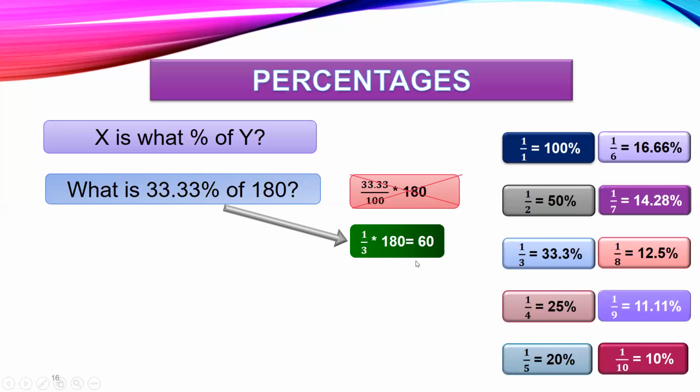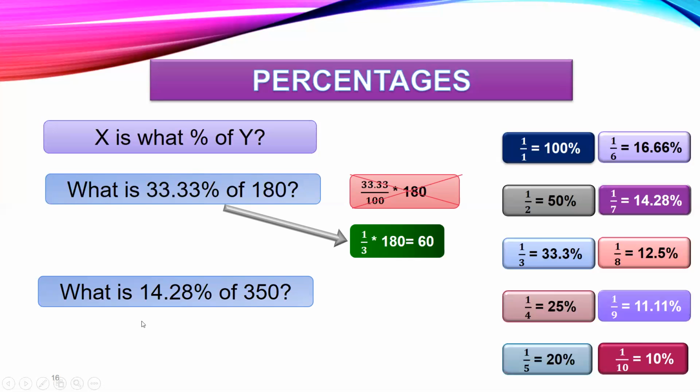Okay, next, what is 14.28% of 350? Here, this is again 14.28, it's nothing but 1 by 7 fraction. So what they're asking here is 1 by 7th of this number. So 1 by 7 into 350 is nothing but 50. So this is how you can easily calculate by memorizing these things.